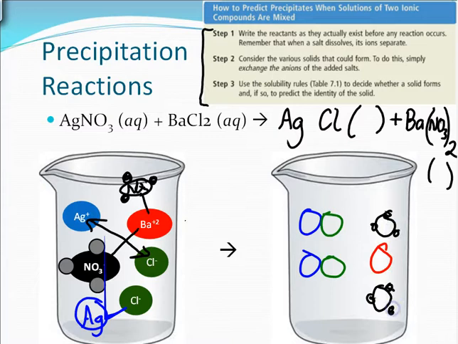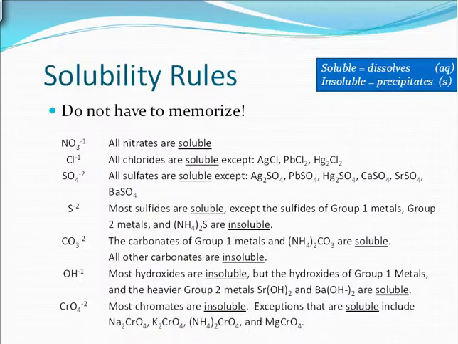Now, to know whether they're actually going to stay together or, again, dissolve, become aqueous, and separate in solution, we have to look at the solubility rules. So we're looking at silver chloride and barium nitrate. Let's look at our solubility rules and see what this tells us.